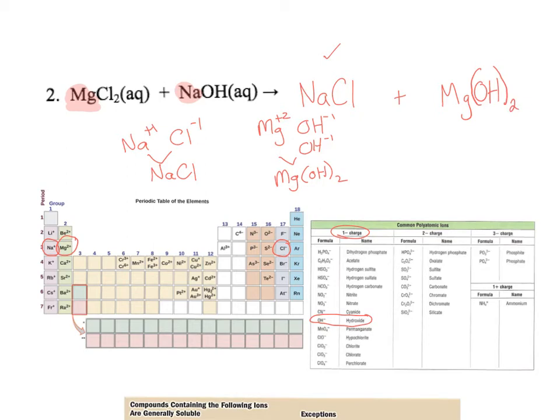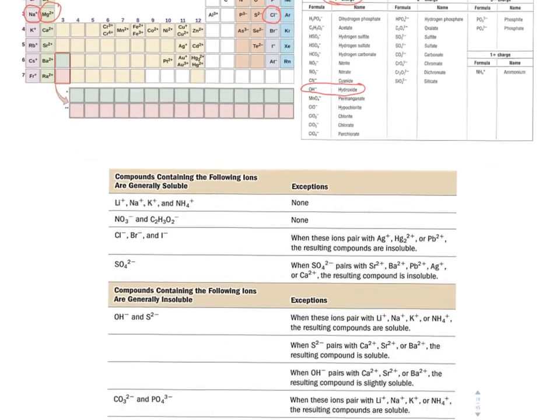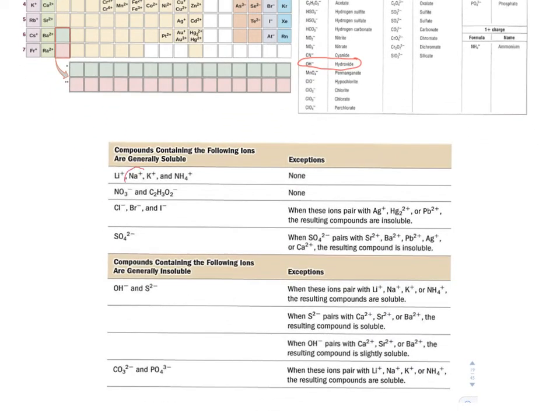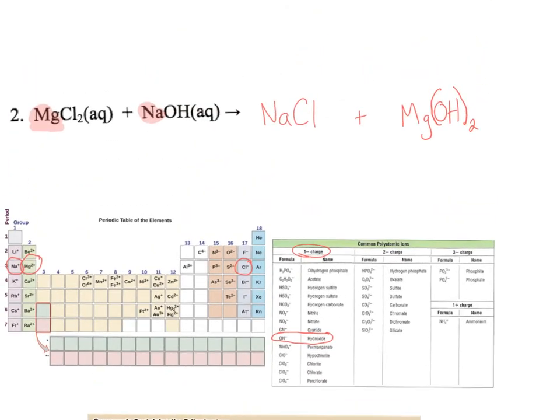All right, now we have to see which one is solid and which one is aqueous. NaCl. Let's go to our solubility rules. Anything that has Na is soluble, no exceptions. So that means NaCl is aqueous.